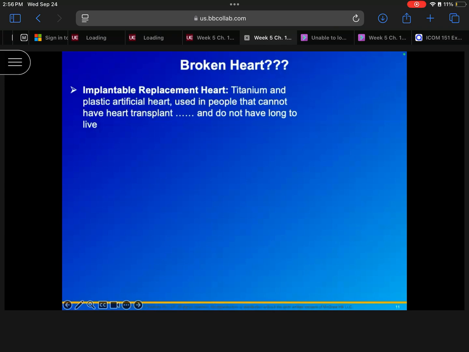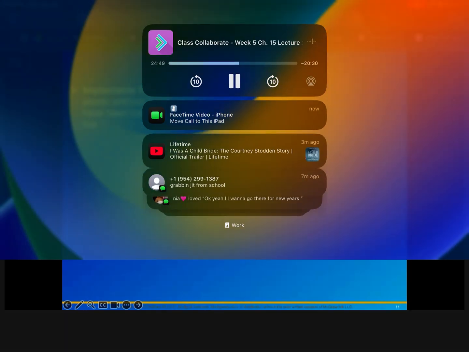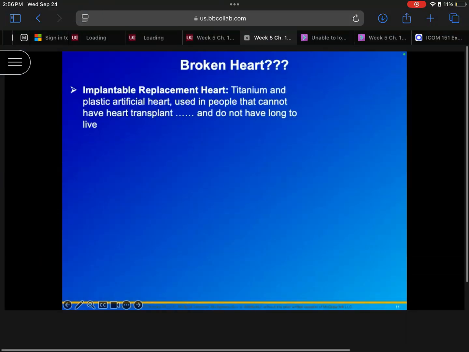This is for people that actually cannot have a heart transplant. And like I said, you're not going to want to give this to somebody that's 30, 40, 50 years old, because they're likely going to have maybe another 20, 30, 40 years of their life. This is for someone that may only have a couple of years to live anyway. They have a lot of other complications, but it allows them to live a little bit longer.